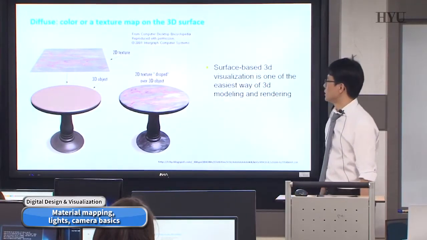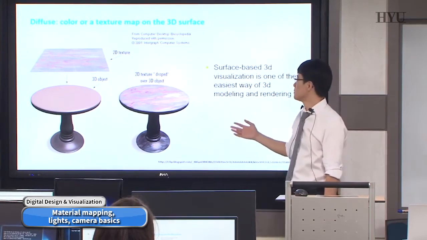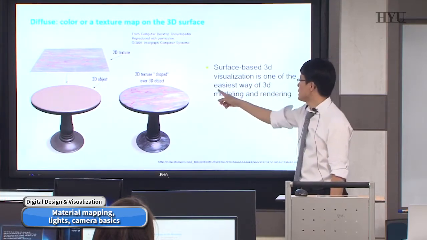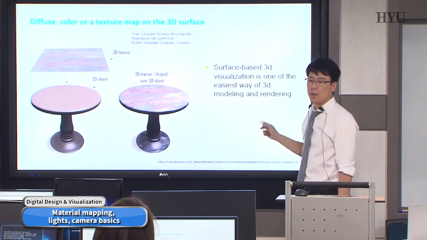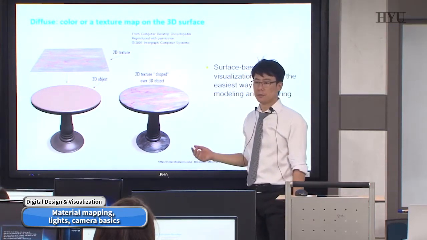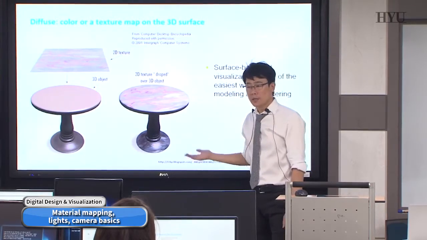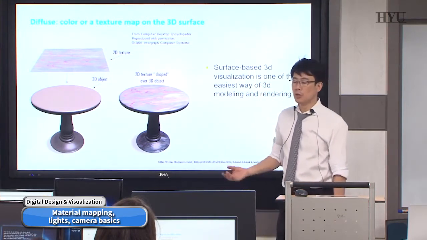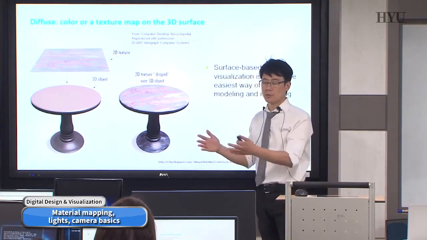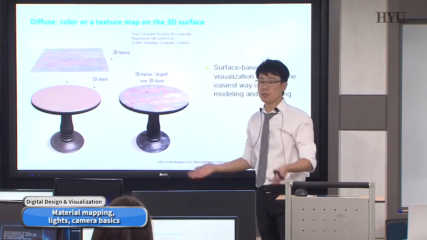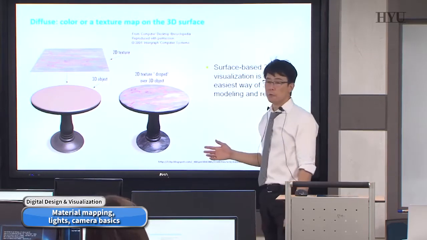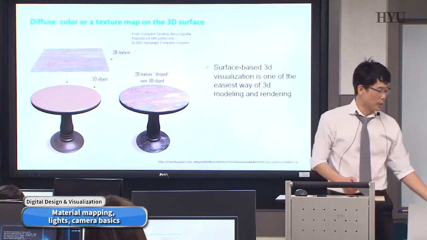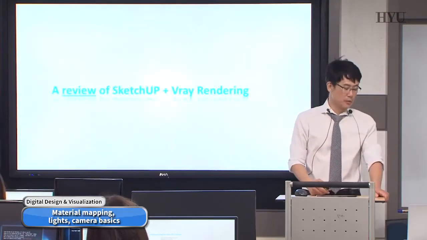That is the surface-based 3D texture map mechanism, and texture-based surface-based 3D visualization is one of the easiest ways of 3D modeling and rendering. Very, very convenient, effective, fast in visualization. That's why we still use surface-based 3D, especially in games. We don't need to use real solid 3D game objects. We just use surface-based 3D for fast render, real-time render, realistic visualization. That's why we are using surface-based 3D in the game environment.